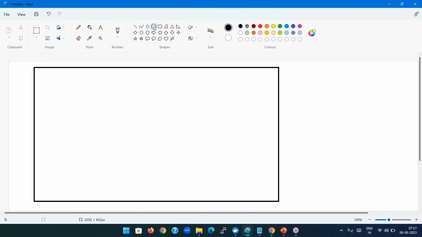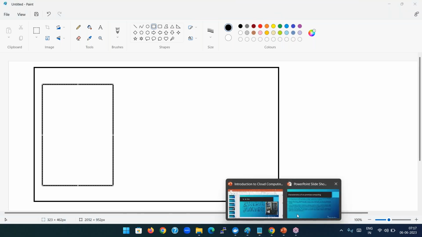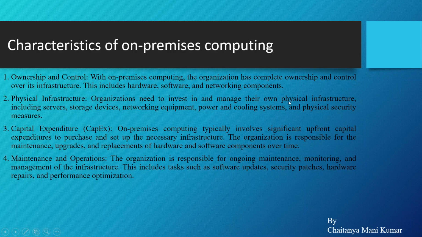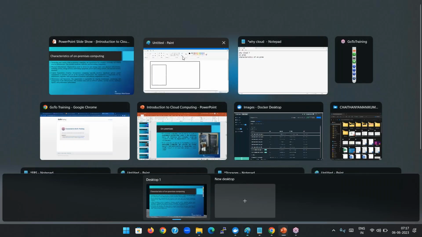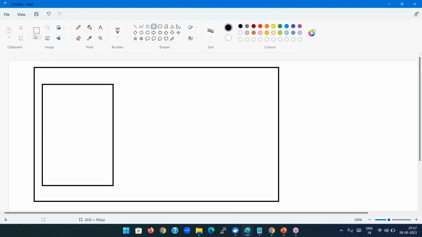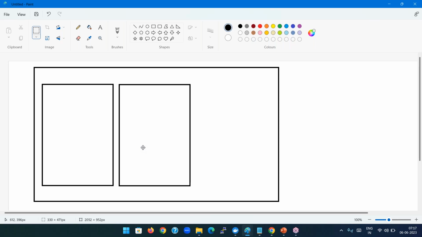Inside this data center, we will have multiple racks, as I already showed you in the first diagram, the on-premises diagram. So what they are saying in this point, you need to understand: organizations need to invest in and manage their own physical infrastructure, including servers and storage devices. What is the meaning of that? For example, there is a rack, and there are multiple racks inside the data center. So here you will be having multiple racks.